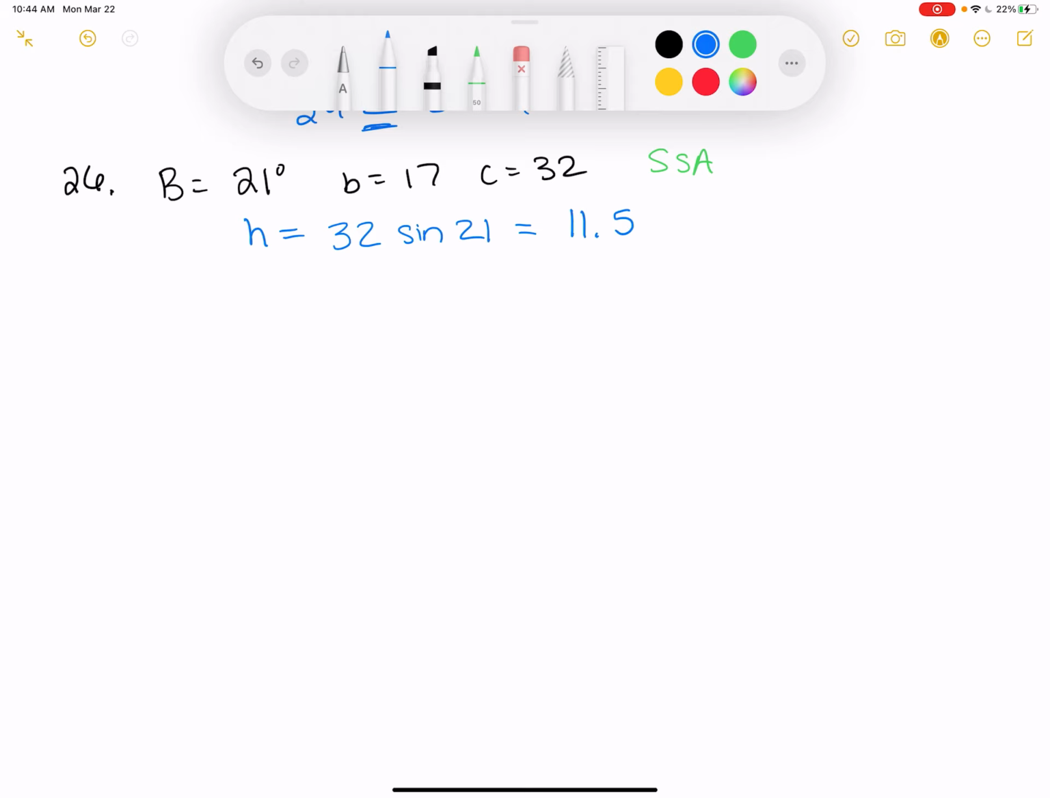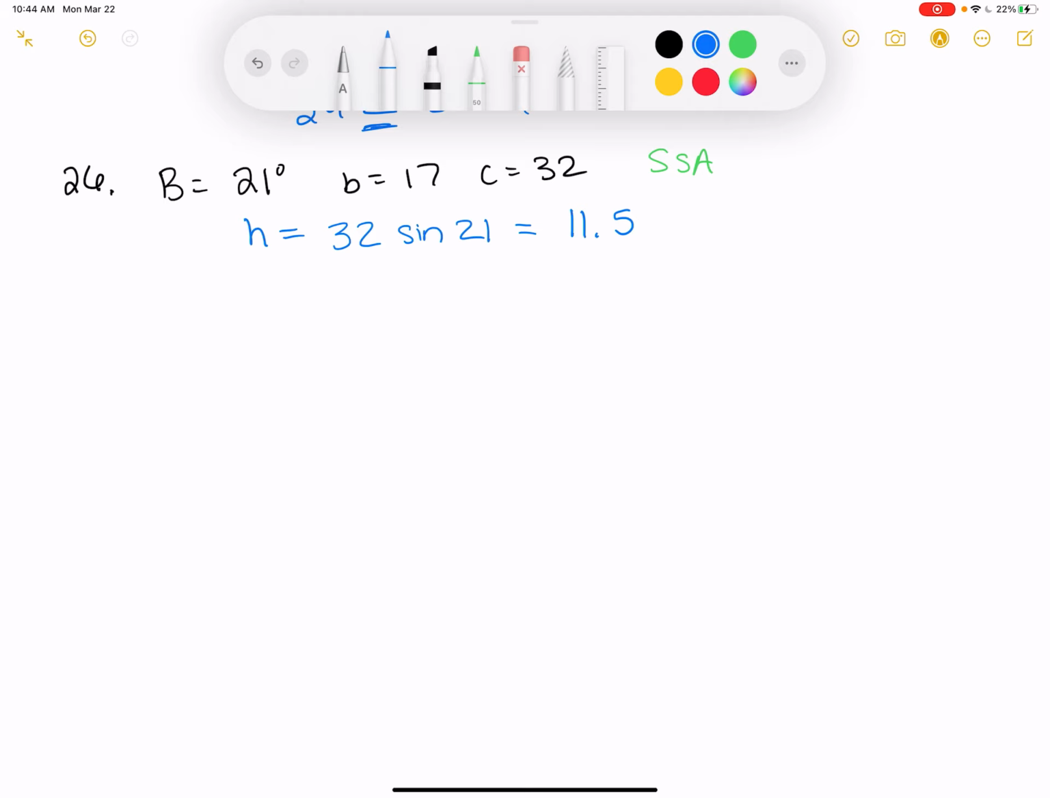Wait, why is it 32 and not 17? Because it's not the buddy. For H, it doesn't need its buddy. So 32 sine 21 gives us 11.5.